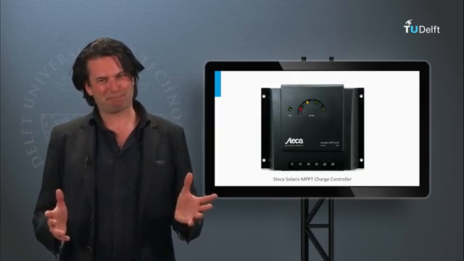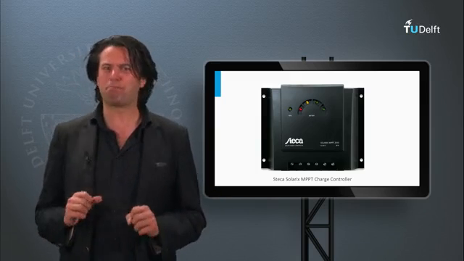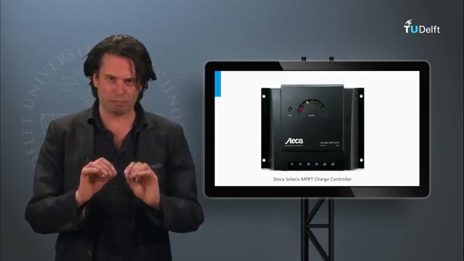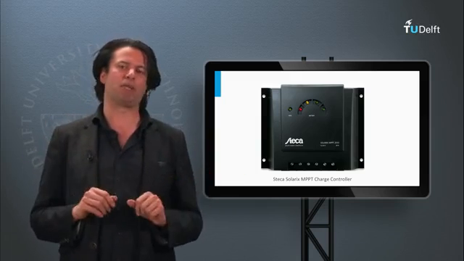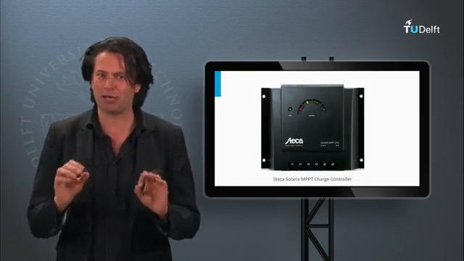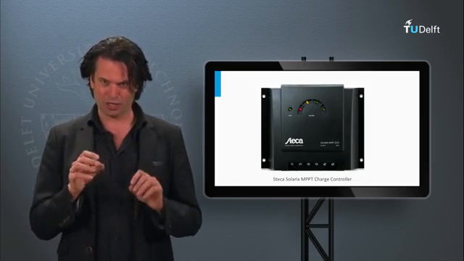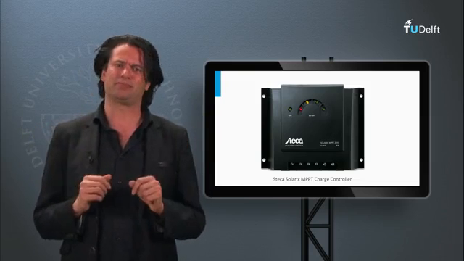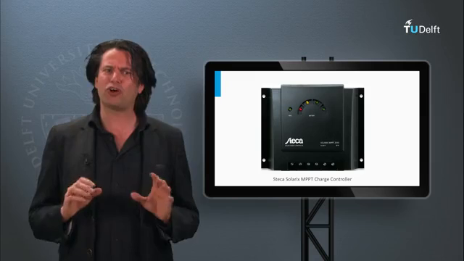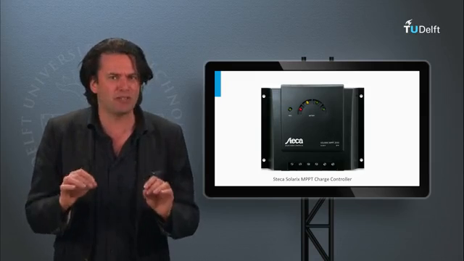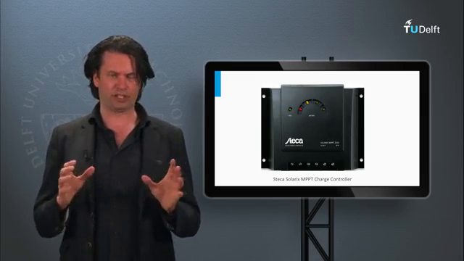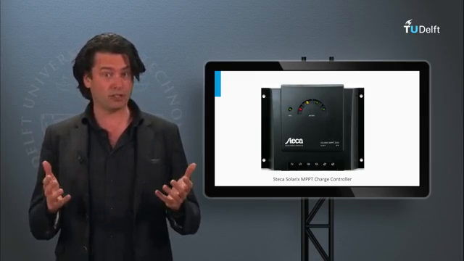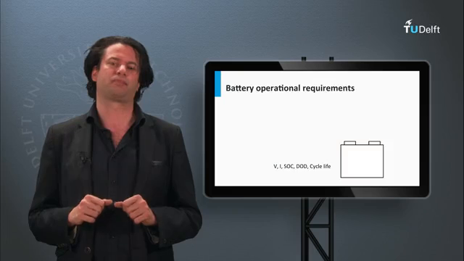Welcome back. Now we come to an important power electronic device that makes the battery storage in the modern PV system widely applicable. I'm talking about the charge controller. What is a charge controller and why do we need it? Note that the use of a charge controller is found in a PV system with battery usage. In most cases, this would mean a stand-alone PV system.